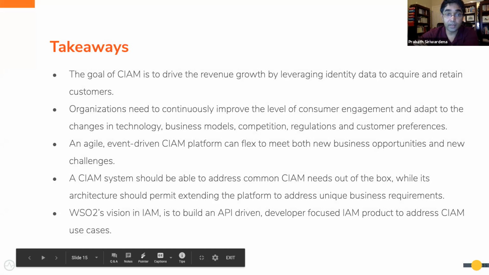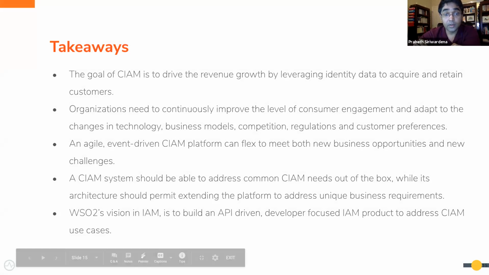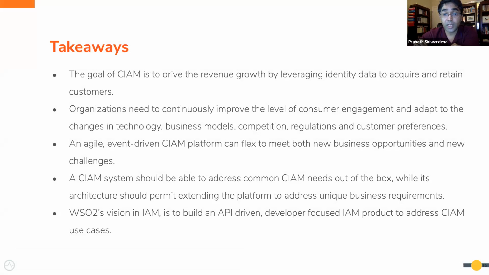Okay, finally, the takeaways. The goal of CIAM is to drive revenue growth by leveraging identity data to acquire and retain customers. Organizations need to continuously improve the level of consumer engagement and adapt to the changes in technology, business models, competition, regulations, and customer preferences.